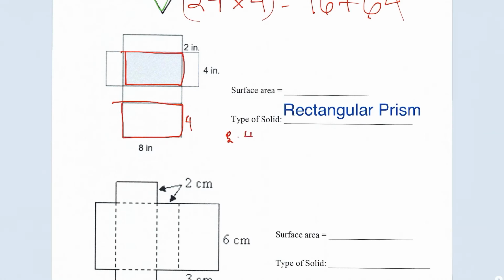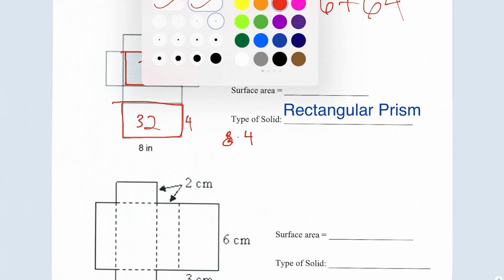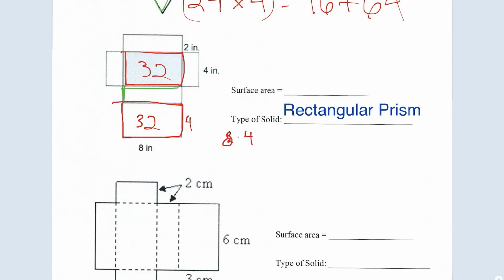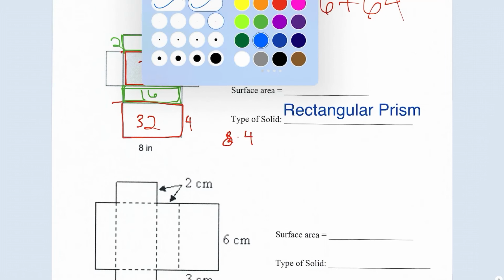So when you multiply 8 times 4, 8 times 4 is 32. So you know you have these two as 32 square inches. Next, I have these green rectangles. It actually doesn't matter which order you do this in, but that's what I'm going to do for now. The dimensions are, I believe, 8 by 2 inches. So we're going to multiply 8 times 2, and we get 16 for both of those.